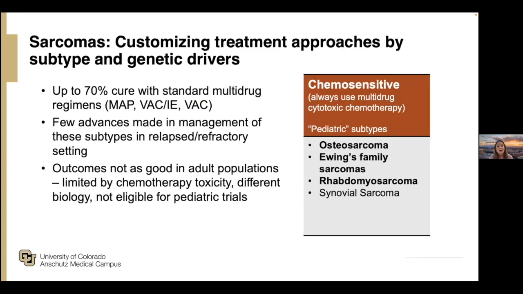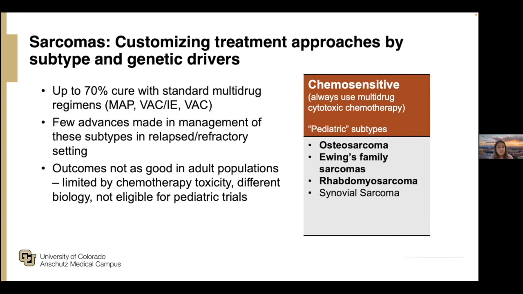So I like to talk about treatment really in classifying in three major categories for all those different sarcomas we were talking about. And so we'll talk about this for a minute here. So the first class is our chemosensitive sarcomas. These tend to be our pediatric subtypes and include diseases like osteosarcomas, Ewing sarcomas, rhabdomyosarcomas, and synovial sarcomas. For many of these, there's up to a 70% cure rate with standard old school chemotherapy, but it's intense, it's long, and there's a lot of drugs involved.